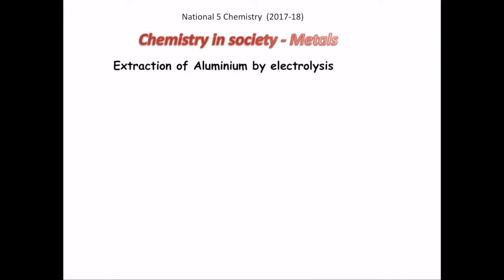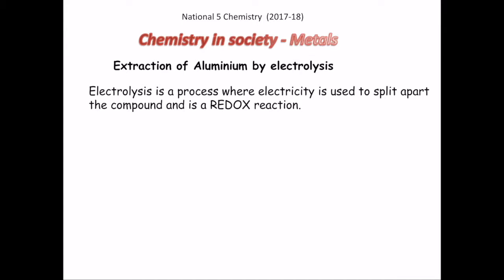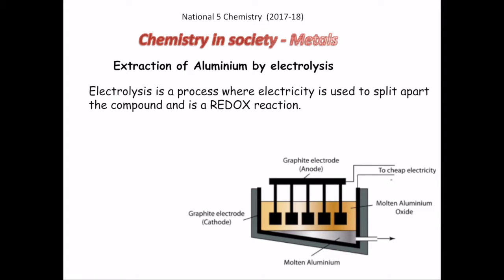So, next we will talk about extraction of aluminium by electrolysis. Electrolysis, as the name signifies, is a process where electricity is used to split apart the compound into its respective ions. And remember that it is a redox reaction, which means that both reduction and oxidation take place simultaneously in the same reaction. So here you can see a setup in which we have an electrolytic tank and two electrodes, positive electrode as anode and negative electrode as cathode.